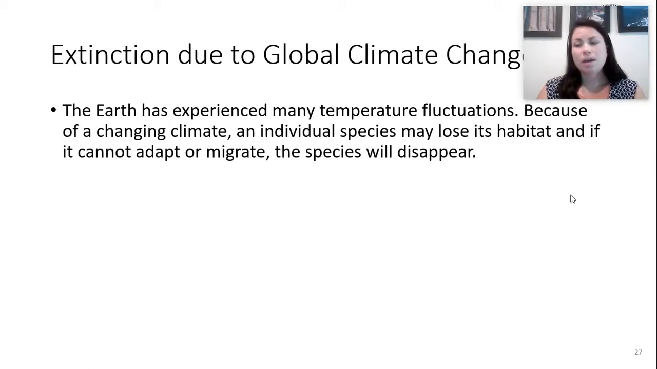So extinction due to climate change. This is something that we're talking about frequently right now because a lot of our current worldwide temperatures are higher than they've been in the past, so we're seeing an impact of that on species. Over the age of the Earth, it has experienced many temperature fluctuations, and because of that, a species may lose its habitat. If they are not able to adapt or migrate, that species will disappear.